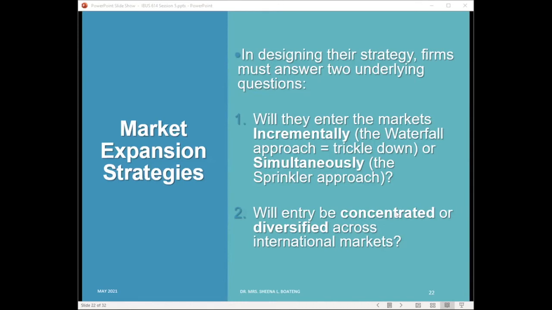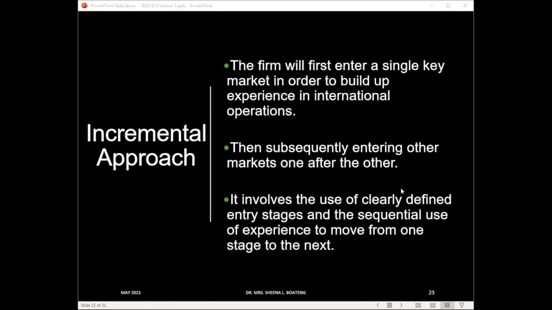Right? So we're going to look at each of these and break them down, starting from the sequence, whether incremental or simultaneous. So for the incremental approach, like we know from the Uppsala model, it is where a firm will usually enter a single key market in order to build up experience in international operations and then subsequently enter other markets one after the other. Now, by way of revision, why would a firm decide to enter one market at a time? And what are the characteristics of these markets that they usually choose to enter at a time?